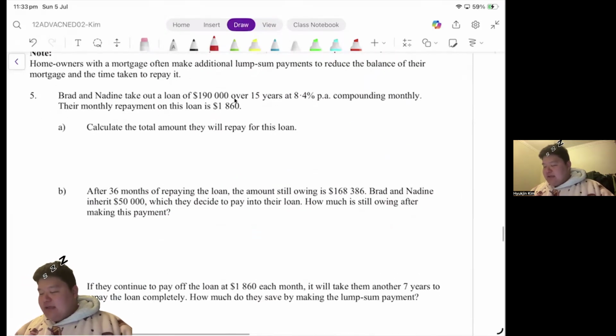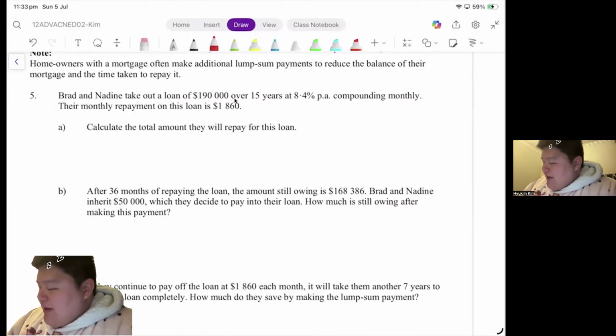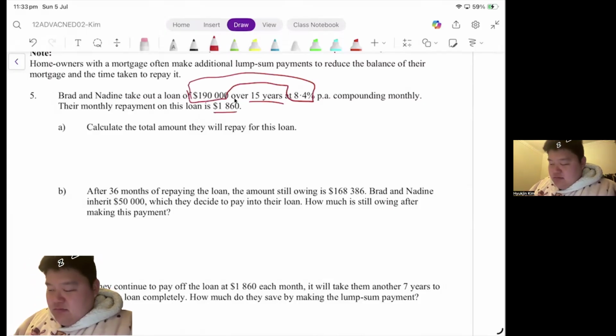Brad and Nadine take out a loan of $190,000 over 15 years at 8.4% per annum, compounding monthly. Their monthly repayment for this loan is $1,860. The total amount that they will repay, I'm actually not very worried about any of these. Actually, I'm worried about some of these. I'm not worried about these right now. I am worried about this and this.